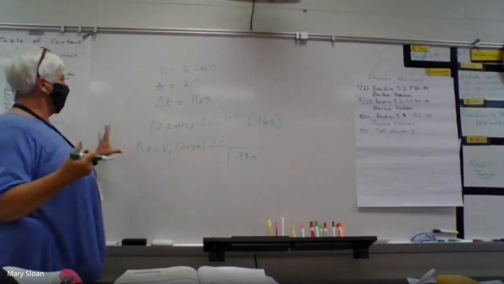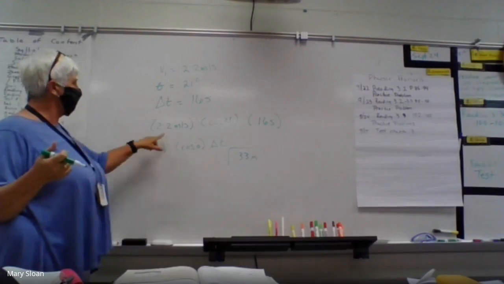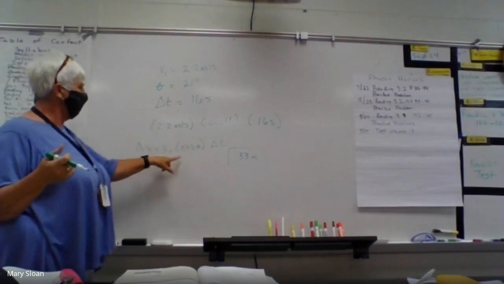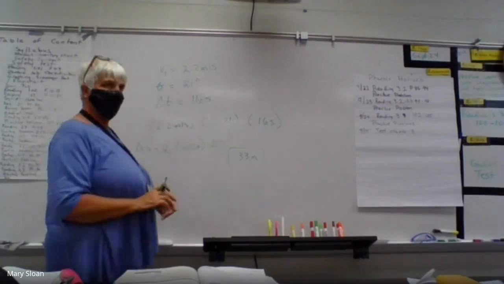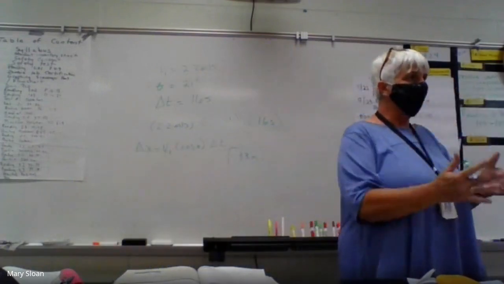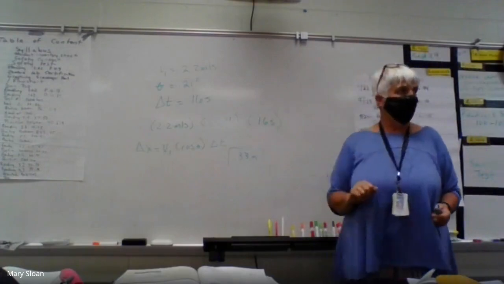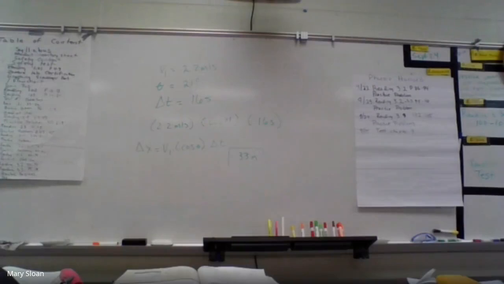So because we're looking for change in position, we want velocity initial, which is our 2.2, times cosine of our angle, which is 21, and then our change in time, which is 0.16 seconds. I want you to put it in your calculator to see. Remember, you have to make sure that you have it in the setting of degrees, because if you do not, it will not do it correctly, because it's an angle. We're going to practice using our calculator today.